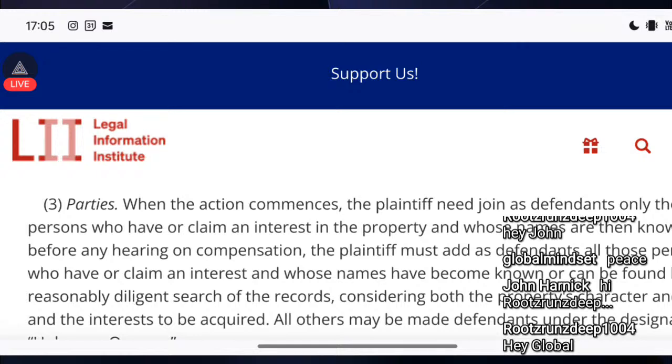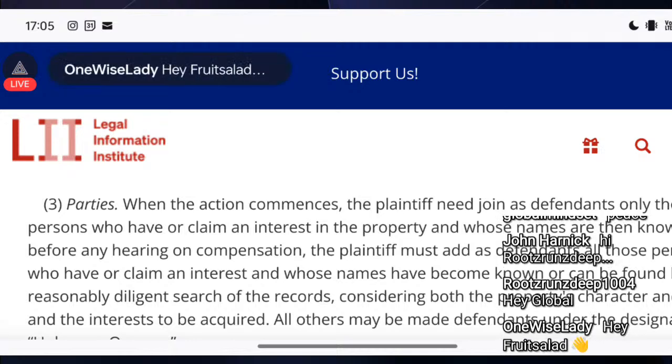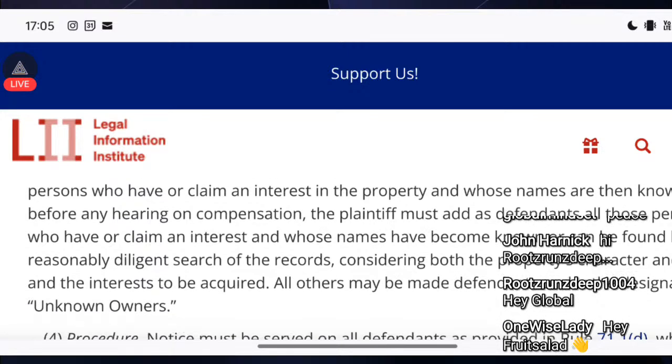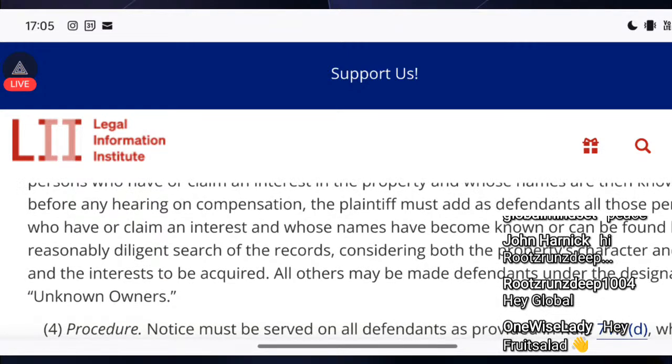Parties. When the action commences, the plaintiff need join as defendants only those persons who have or claim an interest in the property and whose names are then known. But before any hearing on compensation, the plaintiff must add as defendants all those persons who have or claim an interest and whose names have become known or can be found by a reasonably diligent search of the records, considering both the property's character and value and the interests to be acquired. All others may be made defendants under the designation unknown owners.